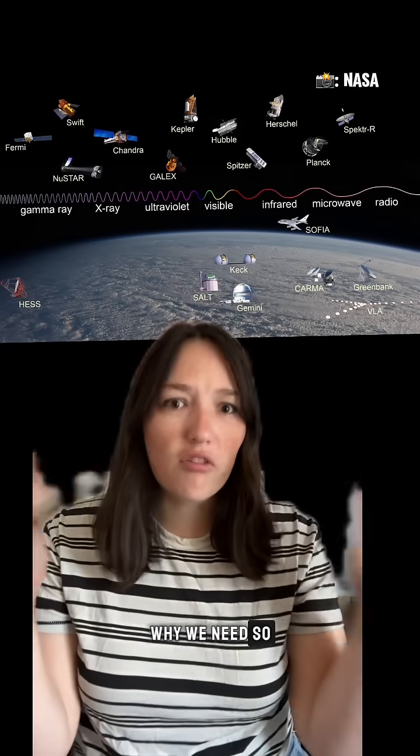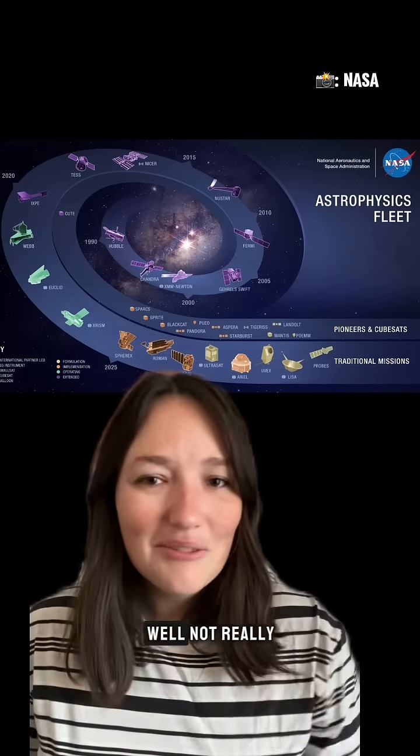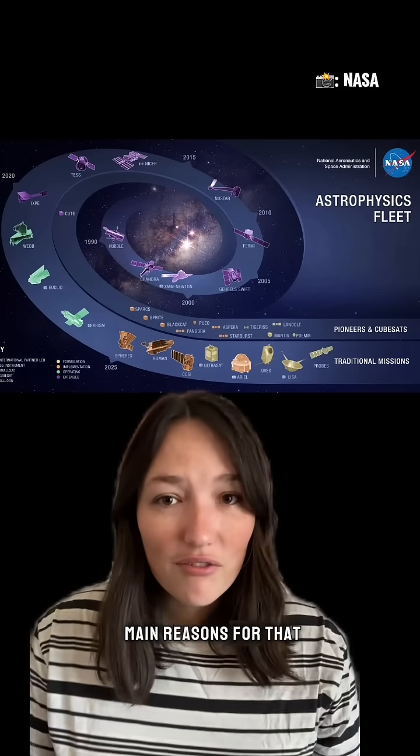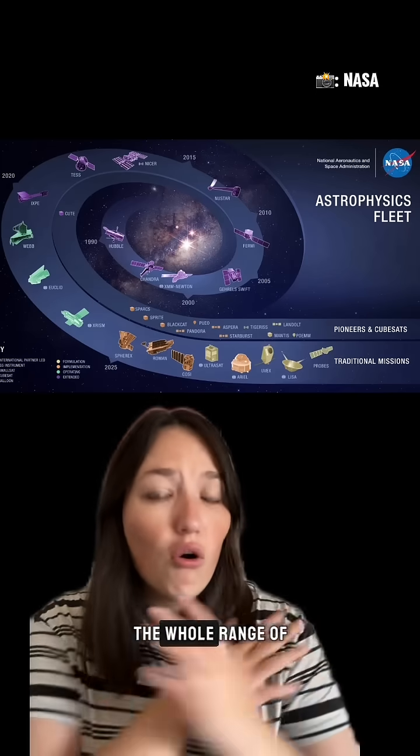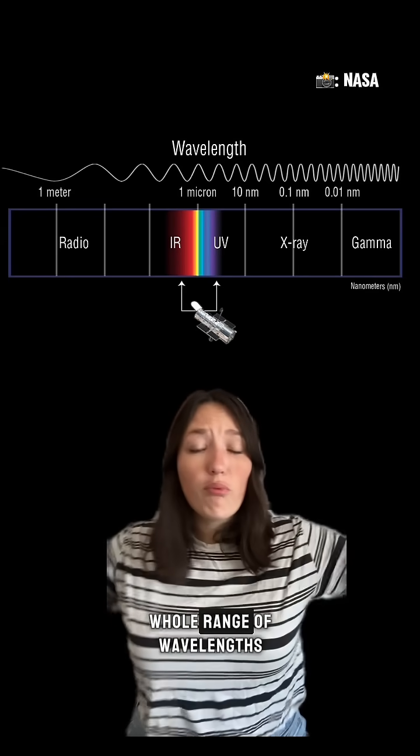Ever wondered why we need so many different telescopes? Like, surely this is overkill a little bit. Well, not really, and one of the main reasons for that is that these telescopes span the whole range of the electromagnetic spectrum. Light comes in a whole range of wavelengths.